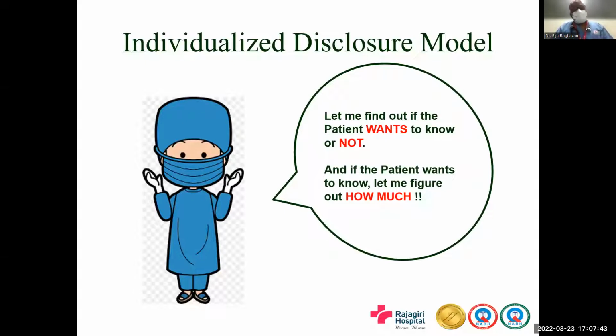And if somebody wants to know, then the next important thing is we have to figure out how much the person wants to know. Does the person want to know everything? Does the person want to know 69.8%? Or does the person want to know 52.3%? We have to figure that out. So we have to give the optimum amount of information, not less, not more.